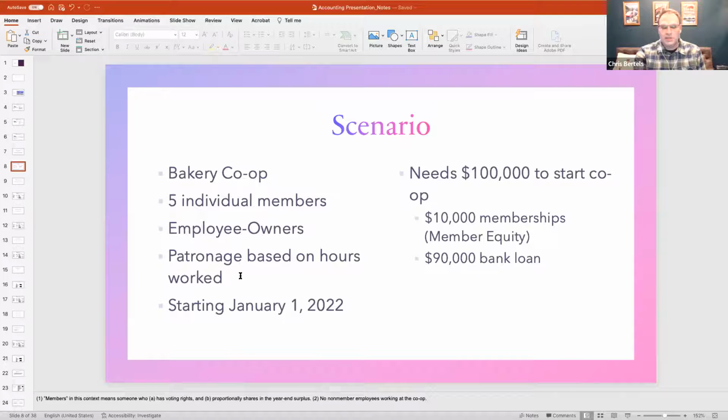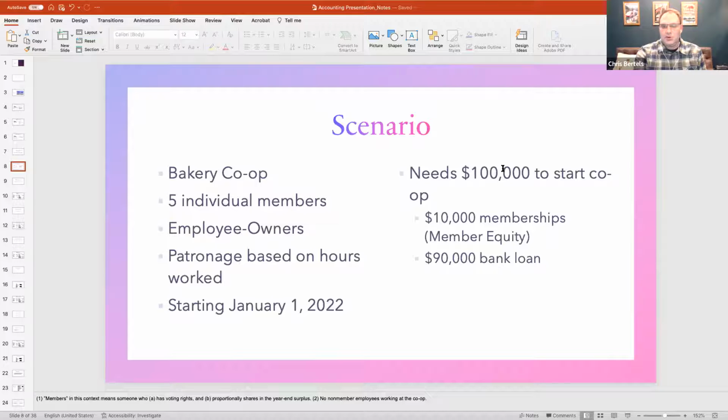In the context of a workers' co-op, it's usually defined as hours worked. So that means that the more hours you work, the more surplus is going to be allocated to you at the end of the year. There's other ways you could do it, but hours I think would be the most common.